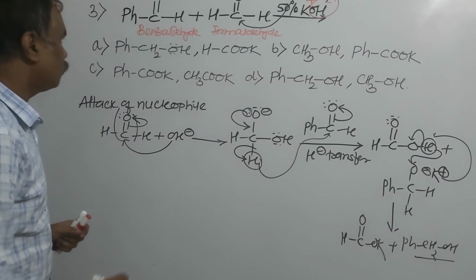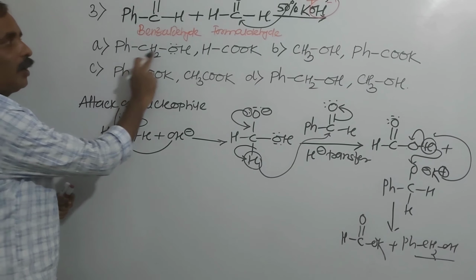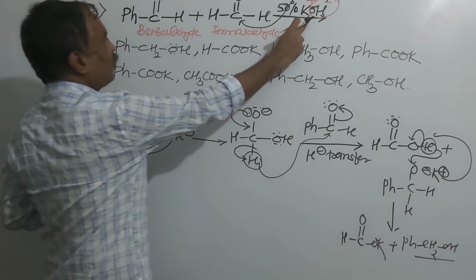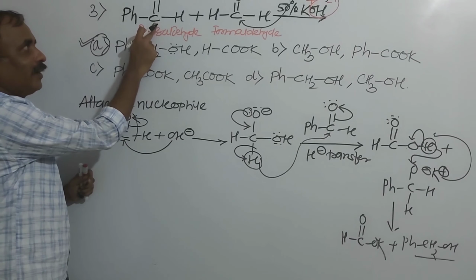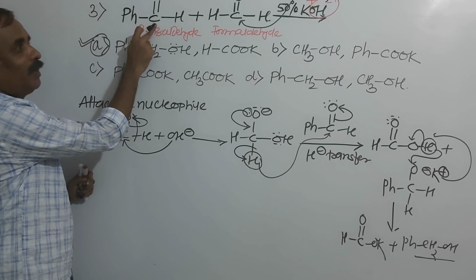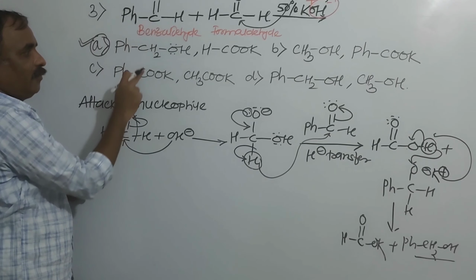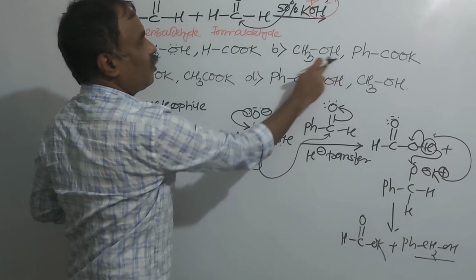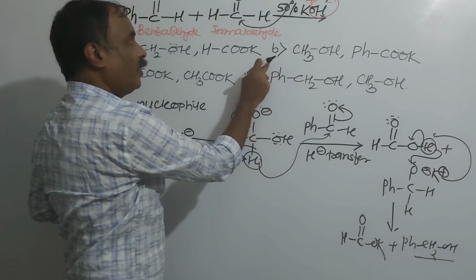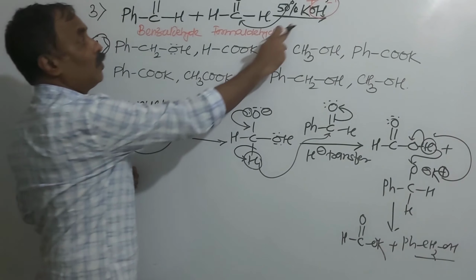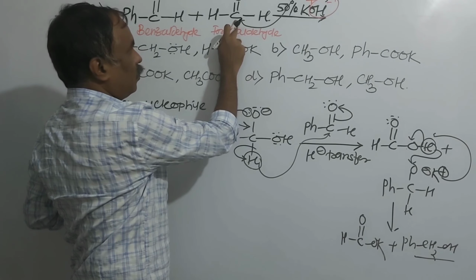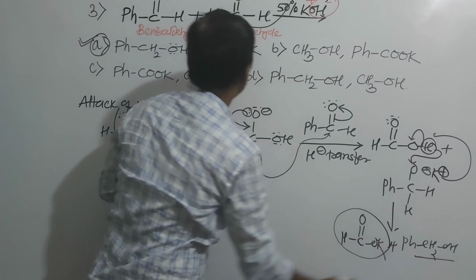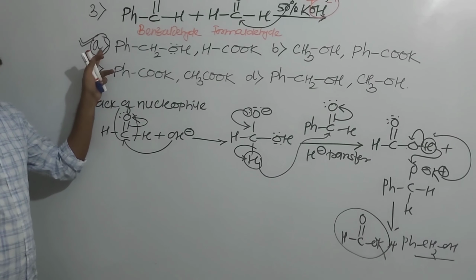So what is the correct option? Here it is benzyl alcohol and potassium formate, and A is the correct answer. Suppose the attack of nucleophile were on the carbon of carbonyl in benzaldehyde, then the product would be different, isn't it? The product would be potassium salt of benzoic acid and methyl alcohol, and the answer would be this B. But formaldehyde is more reactive and allows easy attack of nucleophile, here OH minus will attack here, and formation of what? Potassium salt of formic acid and benzyl alcohol, and the option is the first, isn't it?